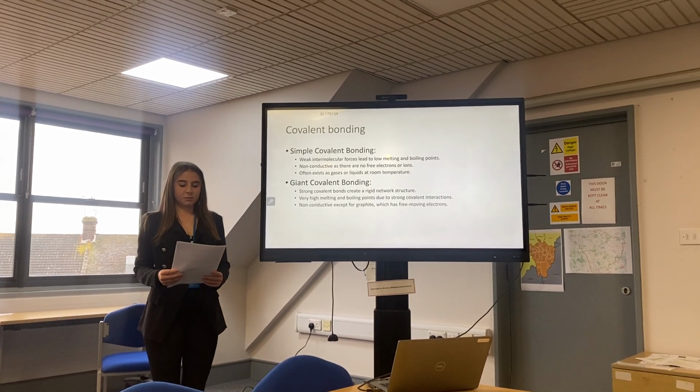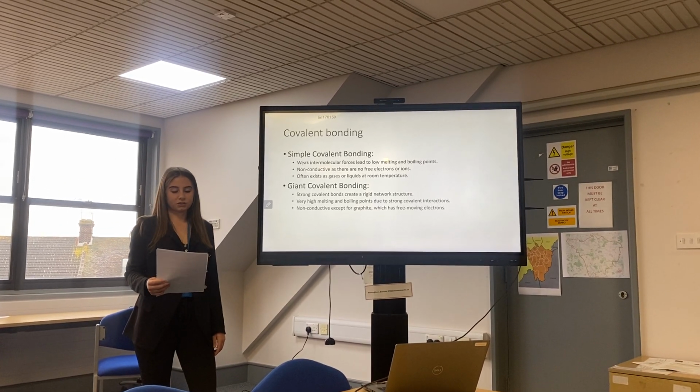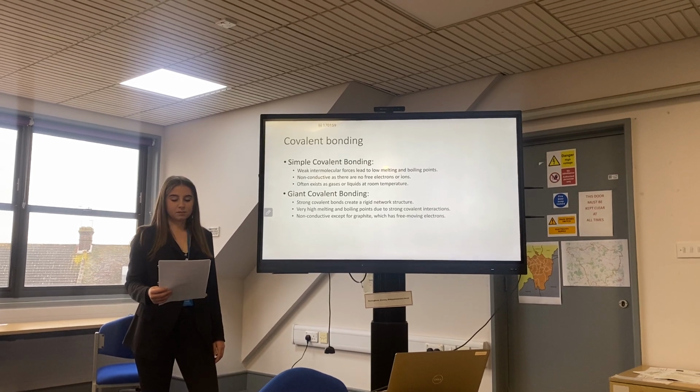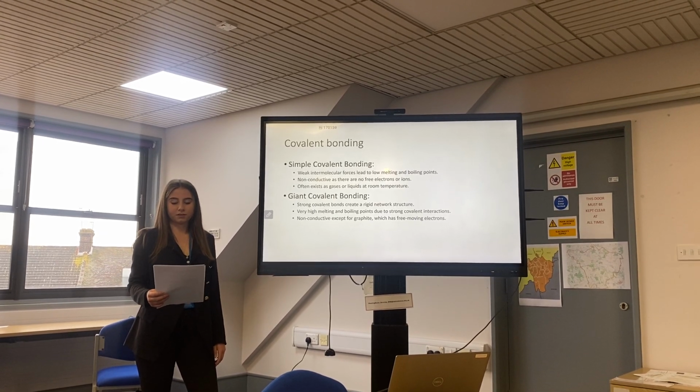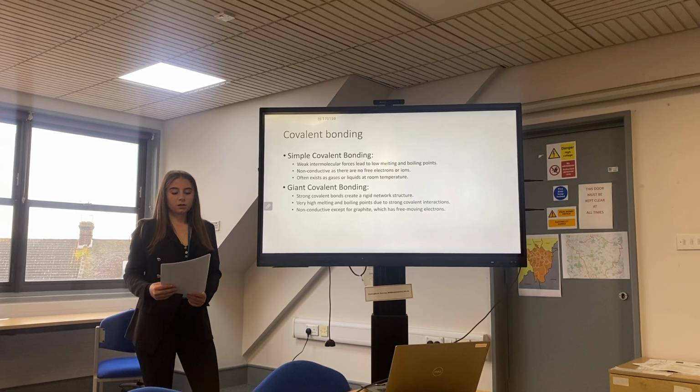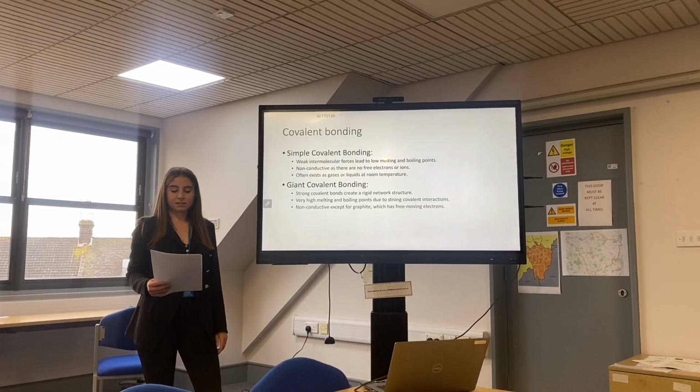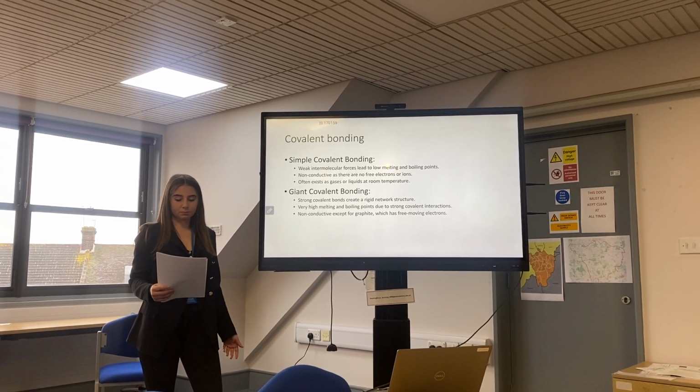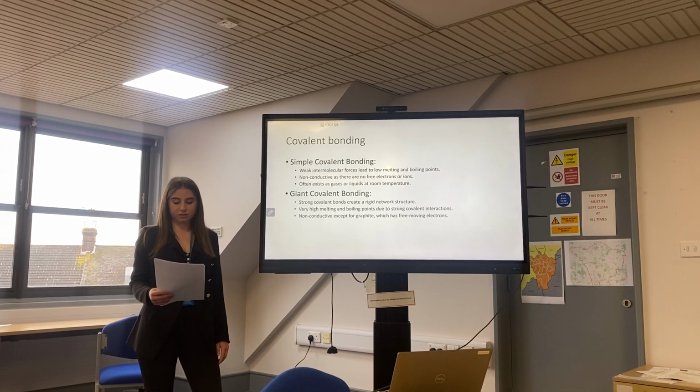Covalent bonding occurs when two non-metal atoms share electrons. The strength of this bond depends on the number of the shared electron pairs. Covalent bonding can be categorised into two types: simple covalent molecules and giant covalent structures.